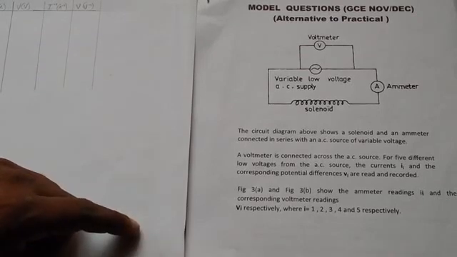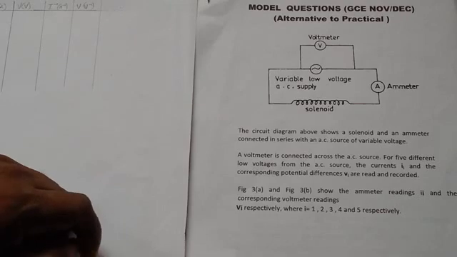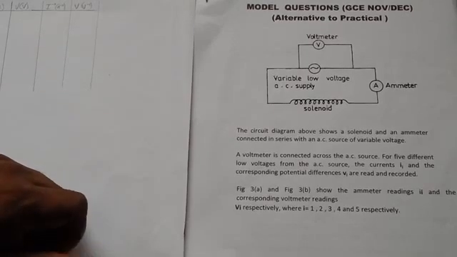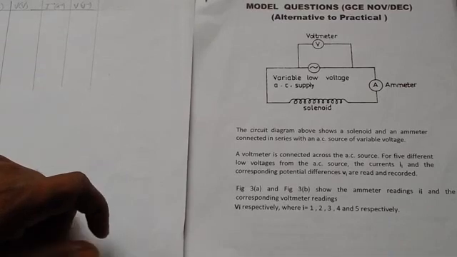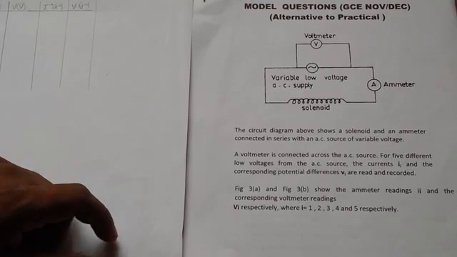As you can see there, this is a model question on electricity: a solenoid connected in series, and a voltmeter connected across an AC source. We have to take different readings of the voltmeter and the ammeter. Now, 5 different values of the voltmeter and ammeter have been taken and recorded, and modeled in terms of a diagram.